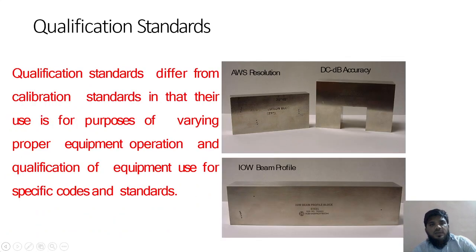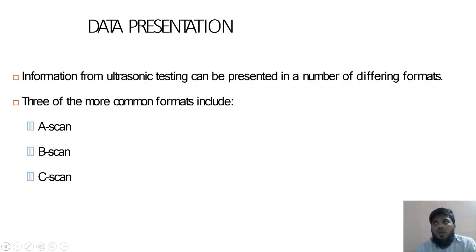So next is qualification standards. Qualification standards are different from the calibration standards, in that their use is for the purpose of verifying proper equipment operation and qualification of the equipment using some special codes and standards. Now the data interpretation: whichever data you are going to get from your output device or calibration device has to be studied. So that is data interpretation, how you are going to study it.